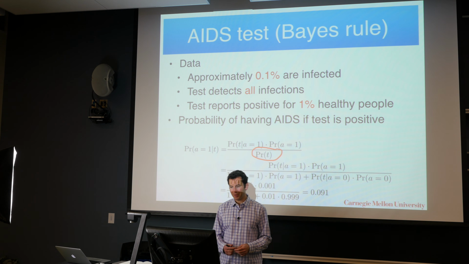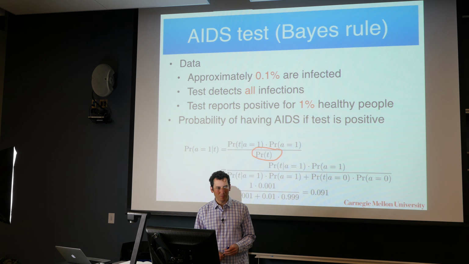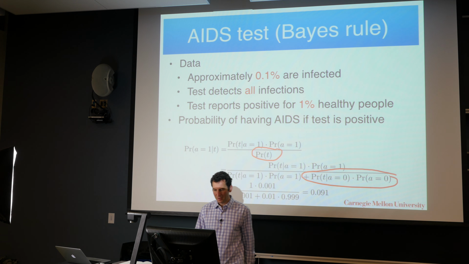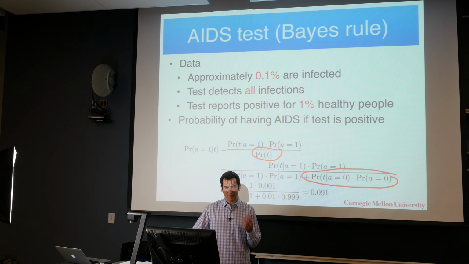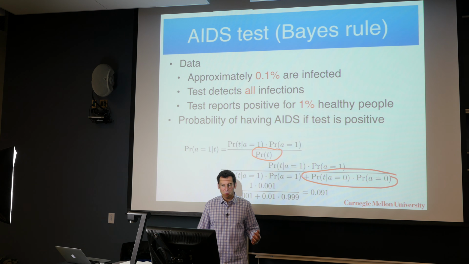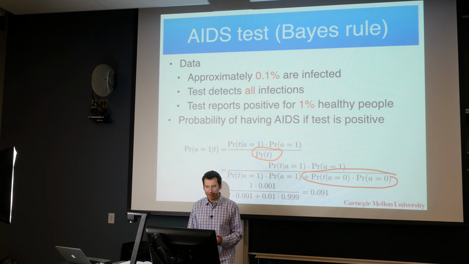And this is the one term that is going to swamp everything. Because even though we only have 0.1% of all people being sick, we have a false positive rate of 1%. And so the second term here, so basically that term, is really going to swamp everything. Because it's 0.01 times 0.999. And if you look at it, you come back at, well, the probability that this person actually has AIDS is about 9%.